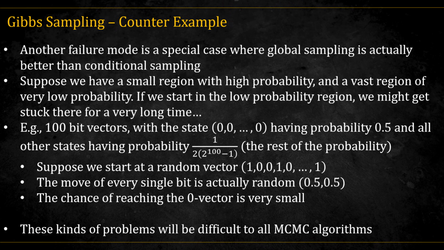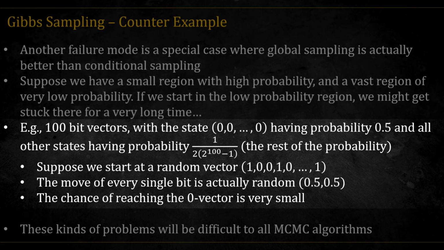Another failure mode, also mentioned in the Wikipedia article, is when global sampling can be better than conditional sampling. This can happen, for example, when you have a small region with high probability and a vast region of low probability. If we start at the low probability, we might get stuck there for a very long time. The example given in Wikipedia is of a 100-bit vector where one state, say the 0 vector, has a very high probability of half, and all the other states have equal probability.